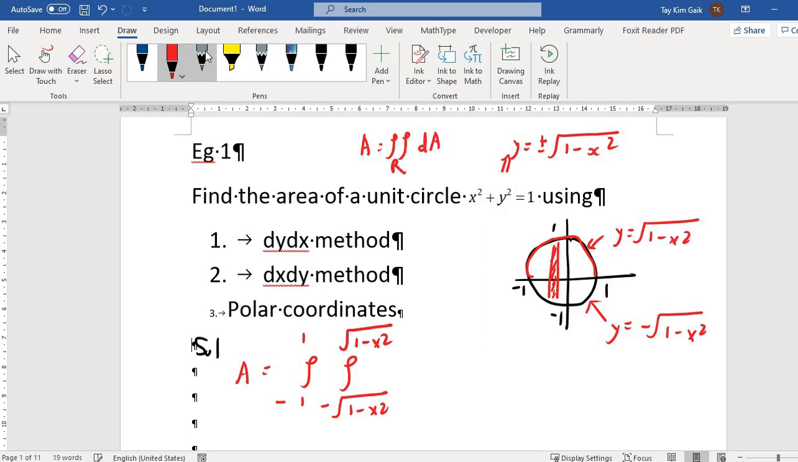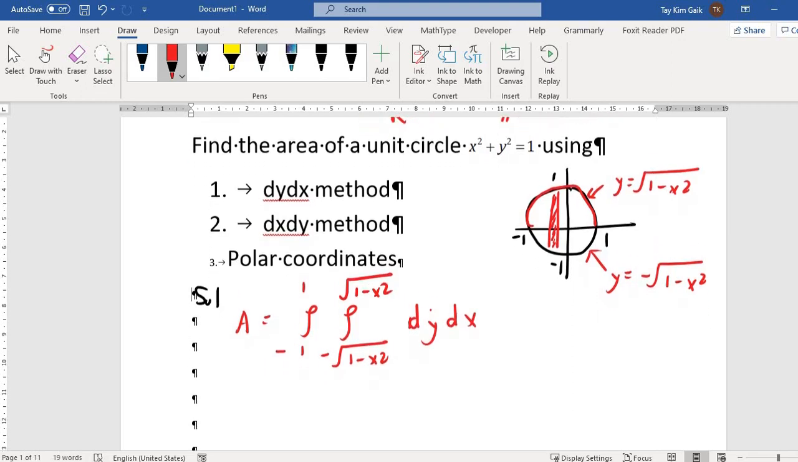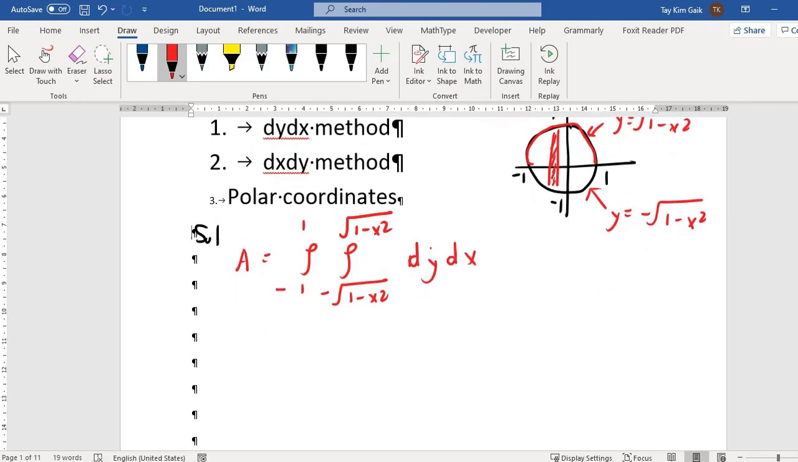So the integrand is 1. Or just put dy dx. This is using the dy dx technique. And then you just integrate as usual. Integrate 1 with respect to y, you have y.